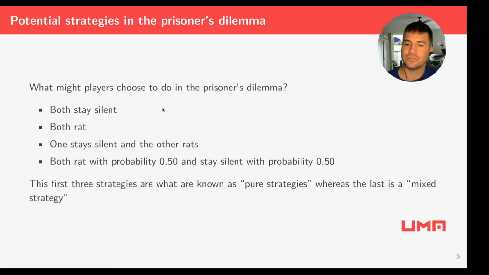The first three strategies, where each player chooses to do a particular action deterministically, is what is known as a pure strategy. So they're just playing one action with probability 1. The last strategy is known as a mixed strategy because the players are mixing over the different actions that they might take.